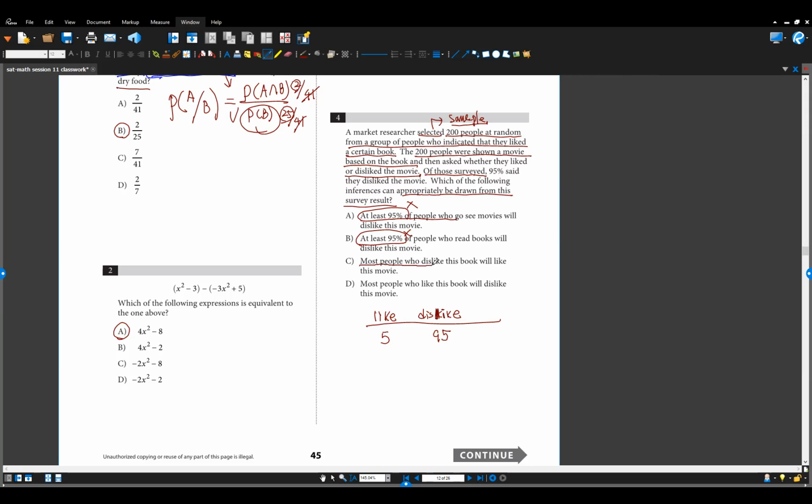Most people who dislike this book will like the movie. No, this is not correct. Most people who like this book, that's okay. Yes, most of the people, that is the proper vocabulary, because that is 95%. It is okay because there is no information about people who dislike the book. The only thing we know is they like this book, and out of them, 95% dislike the movie. That's it.